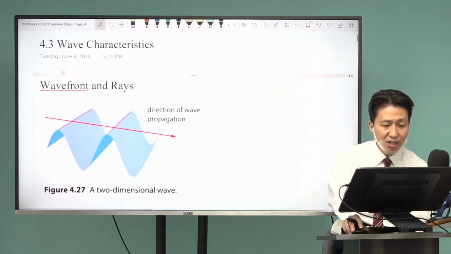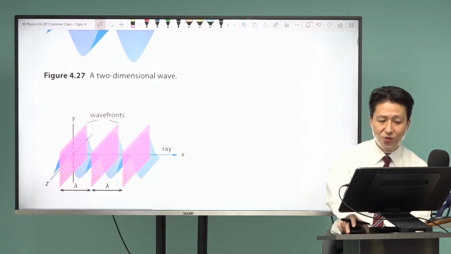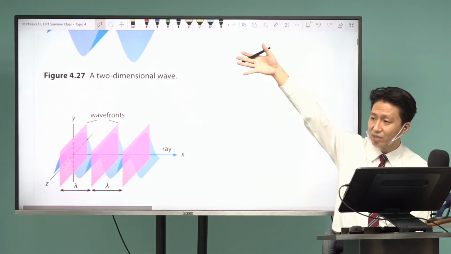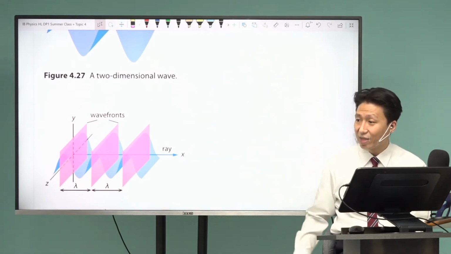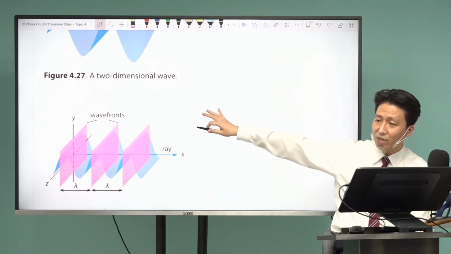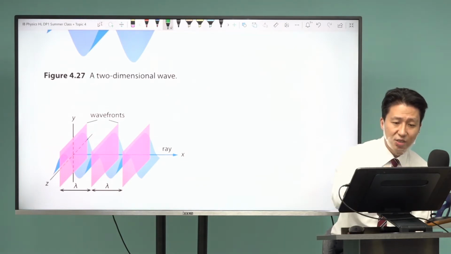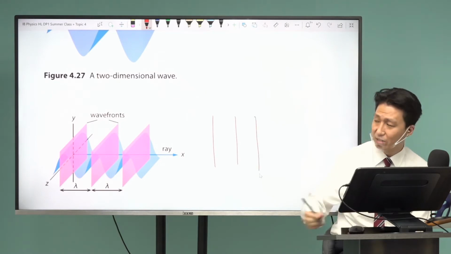So we will call this peak the wave fronts. So this is the biggest part of the wave, right? And the distance between these wave fronts is the wavelength. But if you just look at this from top to bottom, you would see just 3 lines. 1, 2, 3 lines, because there's 3 waves.